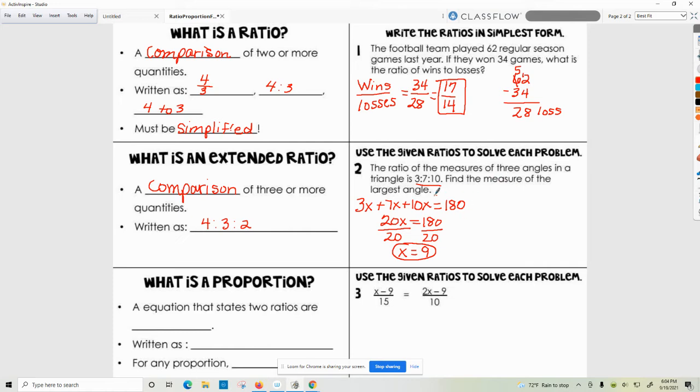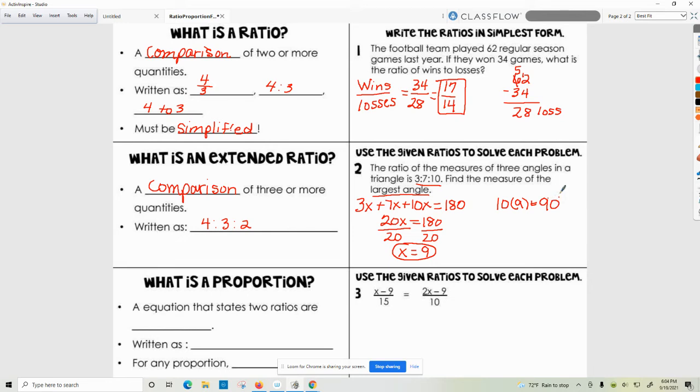Now, if I go back, it said find the measure of the largest angle. So when I think about my ratios, multiplying by 3, by 7, or by 10, which one is going to give me the biggest angle? That would be multiplying by 10. So I'll come over here and I'll do 10 times my 9 equals to that 90 degrees. So my biggest angle would be 90 degrees in this problem.